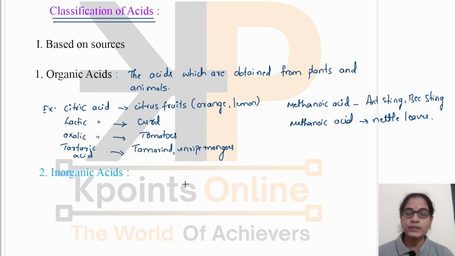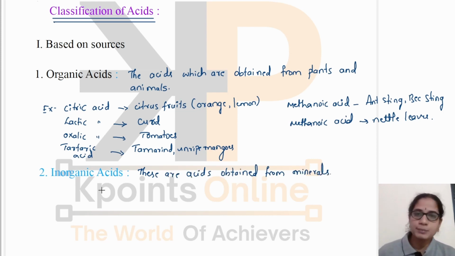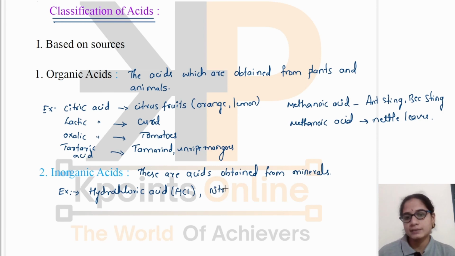Then what about inorganic acids? These are acids which are obtained from minerals. Can you give examples for inorganic acids? We have studied them right now: hydrochloric acid, that is HCl, nitric acid, that is HNO3, and sulfuric acid. These all are inorganic acids.